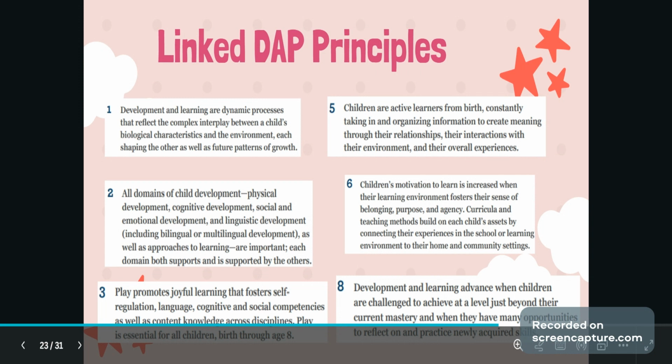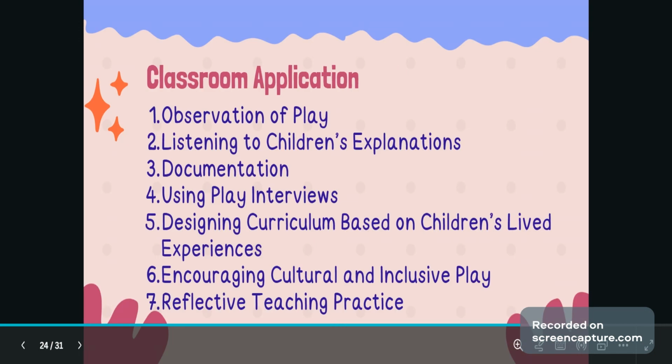This time, let's move on to classroom application. So we have here seven steps or ways on how to apply these concepts. First in line is observation of play. So teachers act as researchers by carefully watching how children engage in play. So your focus here is not only on what they do, but also on why, and why it matters for the child. That's the first step.